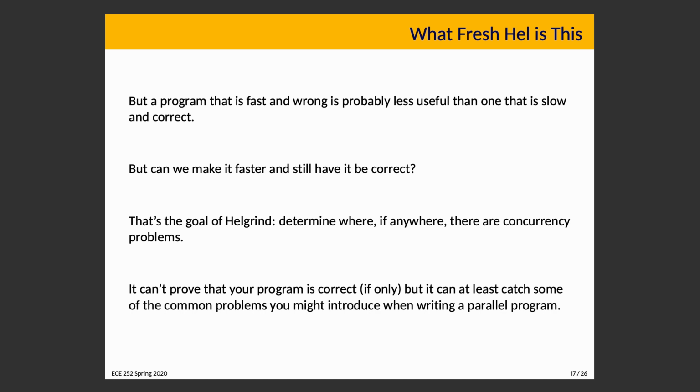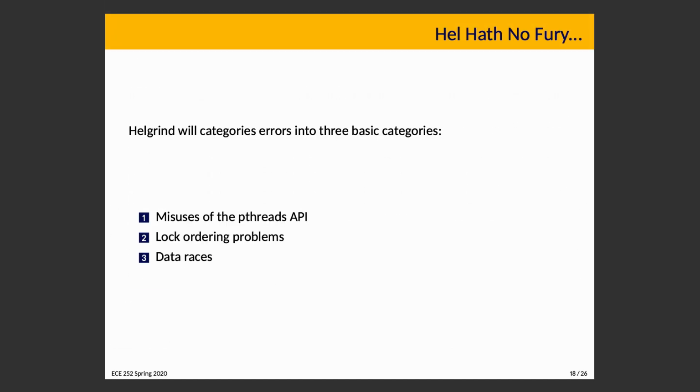Okay, we should be able to come up with at least one, but there are three categories that Helgrind uses to categorize errors, and they are as follows: misuse of the threads API, lock ordering problems, and data races. The first category really doesn't require a lot of explanation.